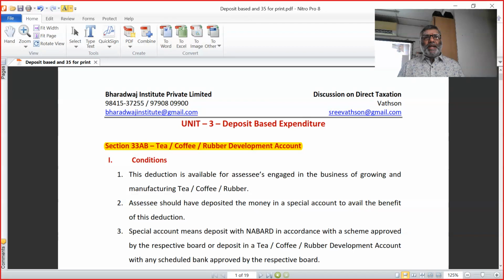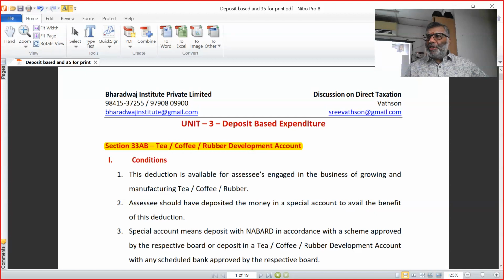As soon as we study this, we also try to recollect that all these three, tea, coffee, rubber, are considered as partly business, partly agricultural income. That leads us to understand which part is business and which part is agriculture. We will come to that.